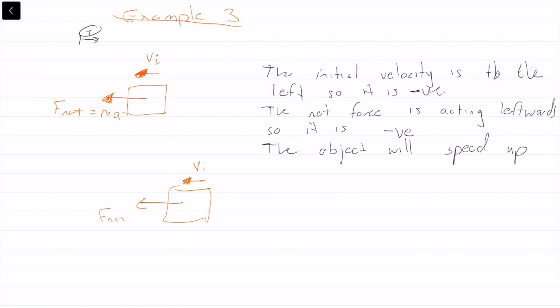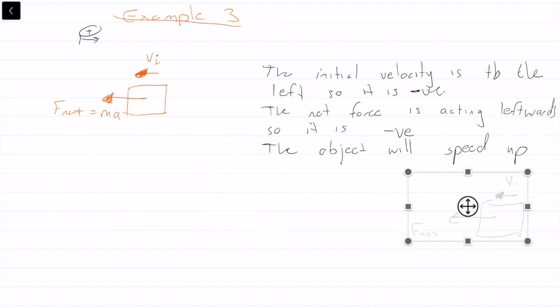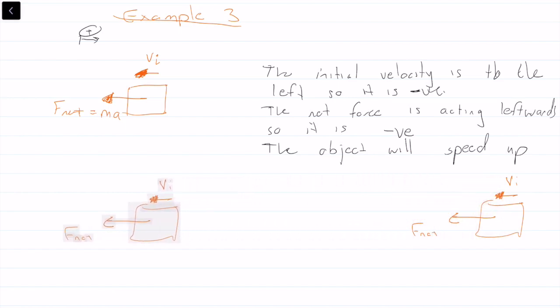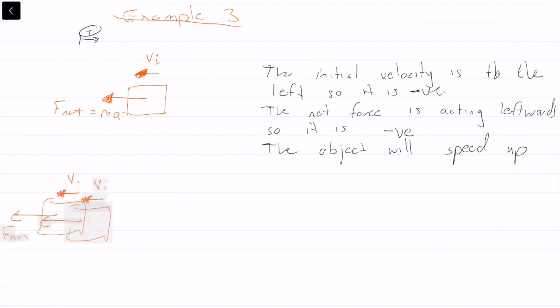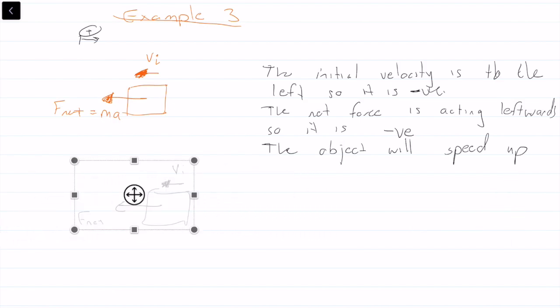To draw attention to what's happening here, let's say we have an object starting over here, and initially it starts off quite slow, but then the net force is acting on it, so it's speeding up. It's going to get faster and faster and faster, accelerating in that direction. So in that example, we have a negative velocity and a negative acceleration resulting in it speeding up.